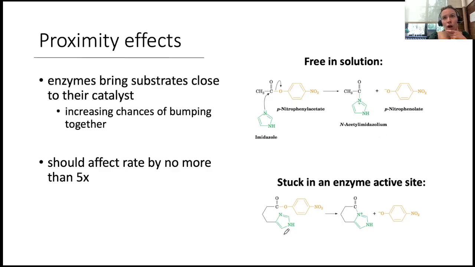So for example, if we had some catalyst that needed to react with our substrate, if they were covalently linked quickly to the enzyme, they couldn't move around too much and get away from each other. They'd be stuck close to each other. And if they're close to each other, they're more likely to bump into each other and perform that reaction. But this really only affects the rate by about 5 times, which isn't a lot.